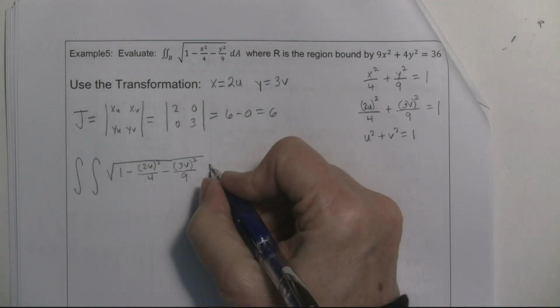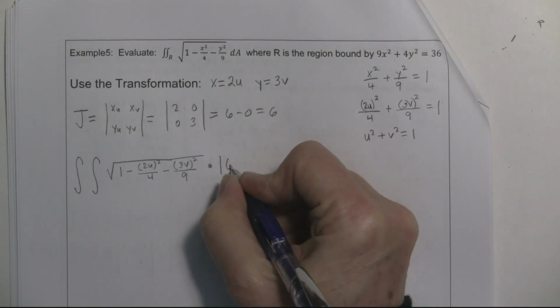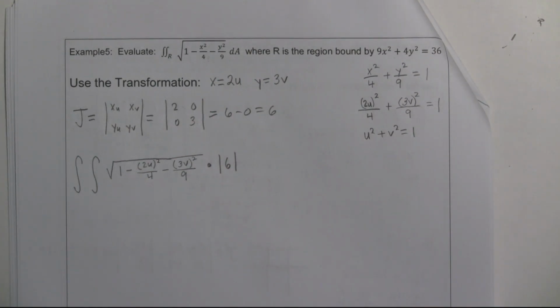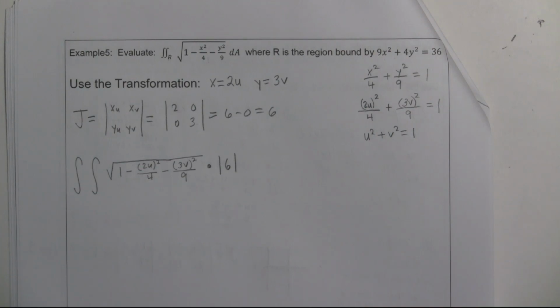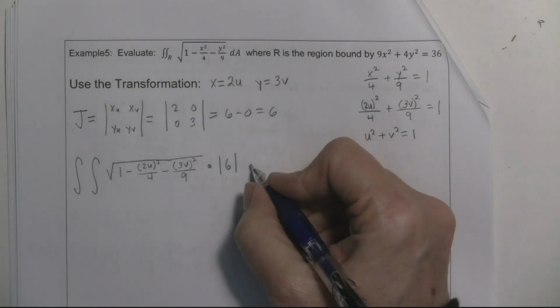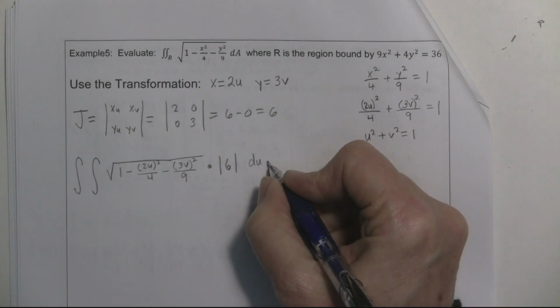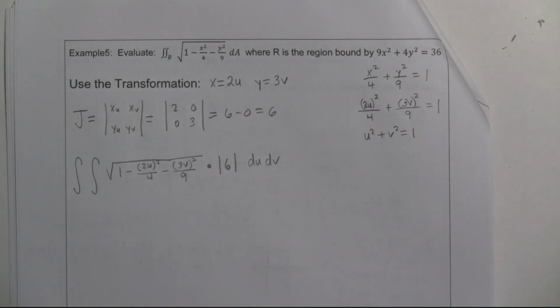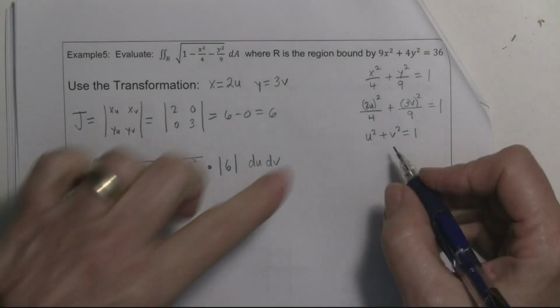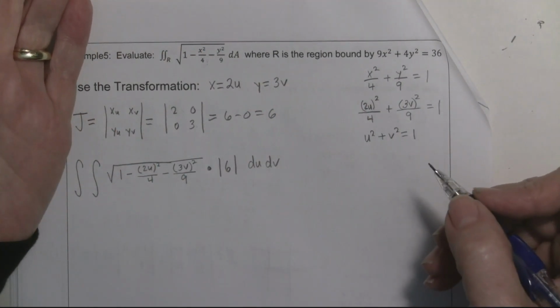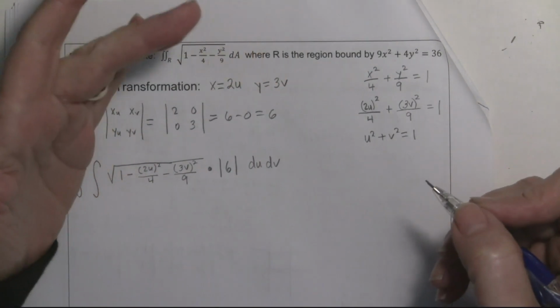Now, the other thing that I don't want to forget is my Jacobian. So the absolute value of 6, I'll put it right there. And I'm going to have whichever one, du dv or dv du, whichever one you think would be best. But I'm going to tell you, friends, that I don't plan on actually using either one of those, because I'm going to do another transformation right here.